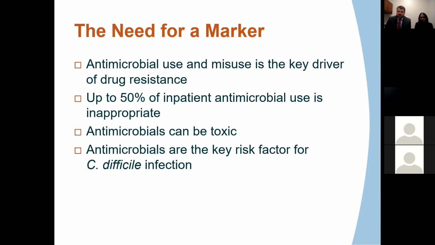Antimicrobial use and misuse is the key driver of resistance. Up to 50% of inpatient antimicrobial use is inappropriate, and in nursing homes, that number actually goes up to about 75% of antimicrobial use being inappropriate or unneeded.